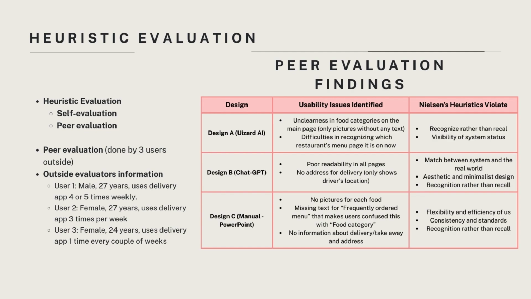Design B, generated by ChatGPT, had three different Nielsen's heuristic violations: match between system and the real world, aesthetic and minimalist design, and recognition rather than recall. Last, Design C, manually done by our members with PowerPoint, had three different violations: flexibility and efficiency of use, consistency and standards, and recognition rather than recall.